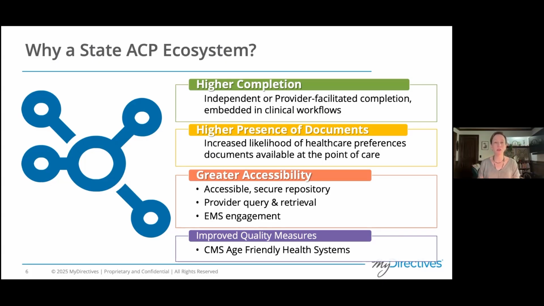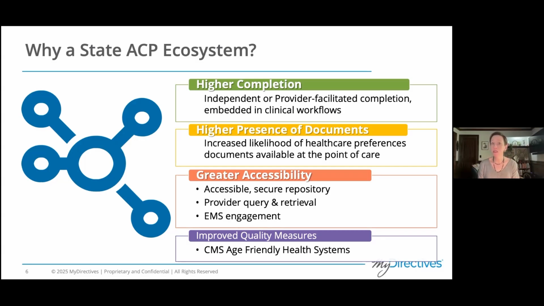But when you have smart technology and you have everybody pulling in the same direction, you have a higher rate of document completion. That higher rate of document completion means there are more documents to be found at the point of care. Finding those documents at the point of care is what drives down those unwanted interventions, those wasteful interventions that are diminishing quality of life in the last days for so many people.